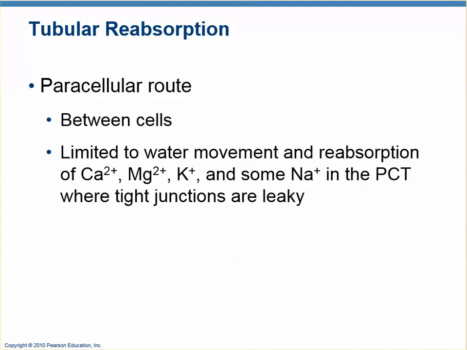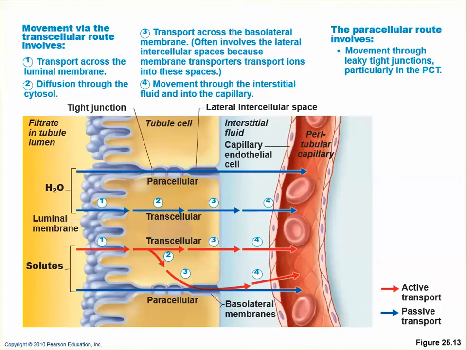And if it goes between the cells, it happens where there are tight junctions that are leaky. A lot of water passes this way, and with it some of the ions like calcium and potassium, magnesium. Not so much sodium, because sodium goes with the sodium-potassium pump in a transcellular way. So this is just a picture of it. It either passes between the cells or through the cells.